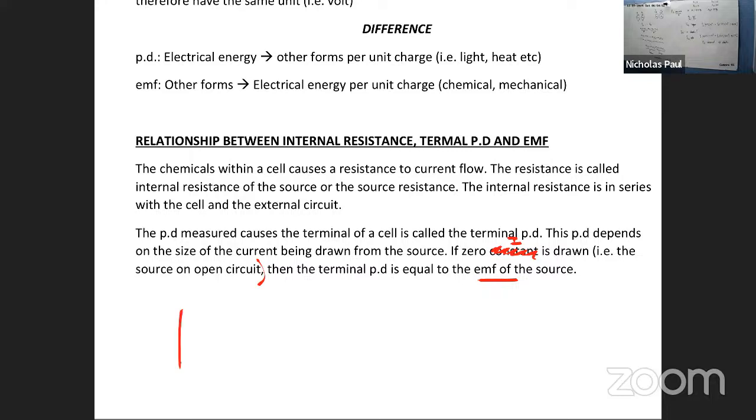Here's what it's saying, right? If you have a source, and the circuit is open, and you connect a voltmeter across the source, what you are really measuring is the EMF. Sometimes we call it the terminal PD itself, but the EMF comes from the source. If you close the circuit, the value will change, right?